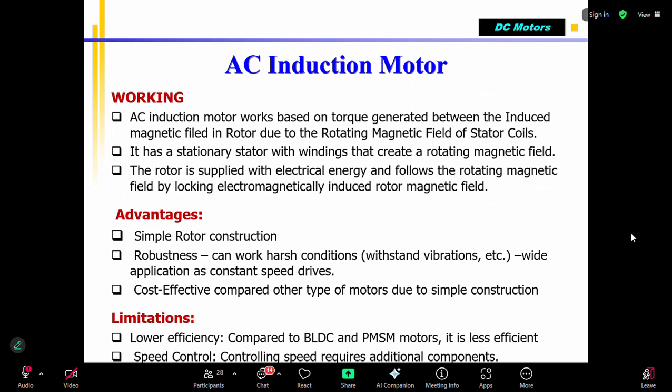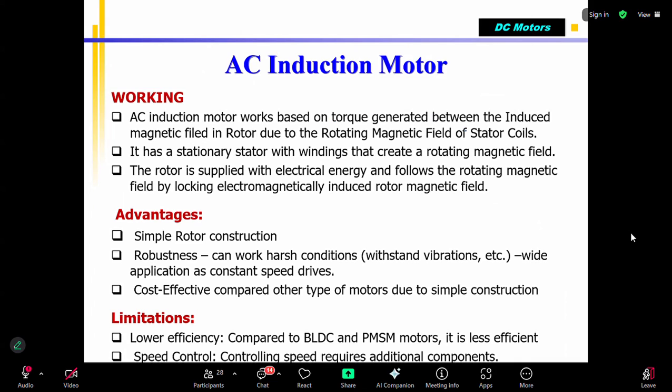You will not see the synchronous motor generally. Synchronous motors are used for power factor improvement or stationary applications. Induction motor, AC induction motor, or brushless DC motor, or permanent magnet synchronous motor. These three motors only will be used in an electric vehicle or hybrid vehicle to drive the vehicle as a power source, correct, or a prime mover. Okay, working already we know.